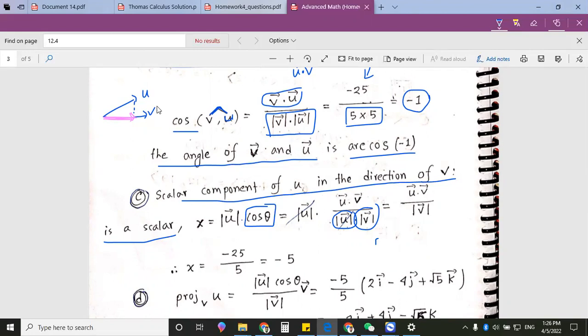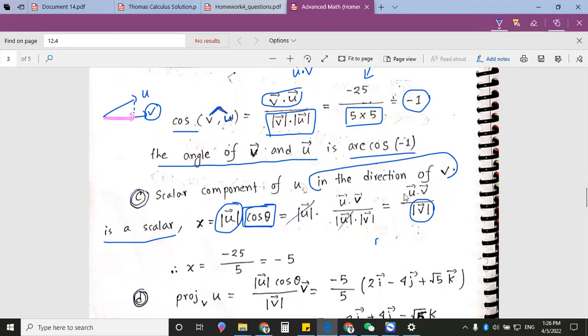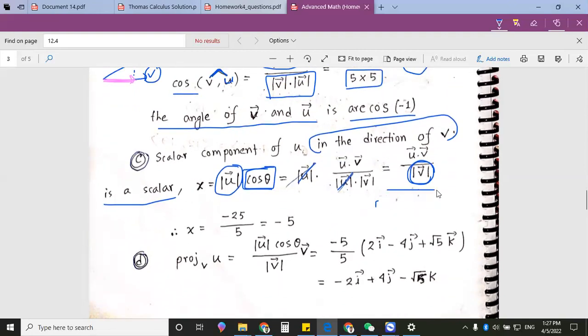As v is on the downside, we are finding in the direction of v. That's why we have to take norm of v here. So the value of cos theta is u dot v divided by norm of u into norm of v. If we cancel out the u, because we have one u here and another u here, then we get vector u dot v divided by norm of v. So this is the final formula. The scalar component of u in the direction of v will be u dot v divided by norm of v.